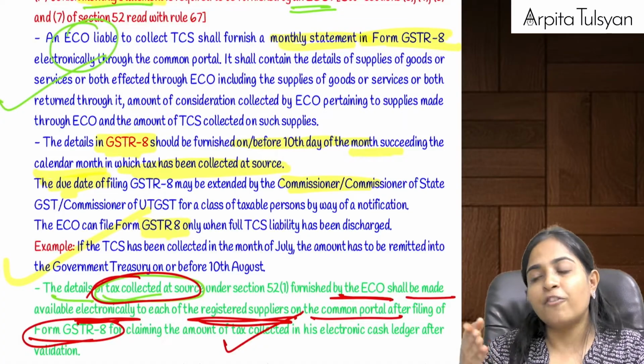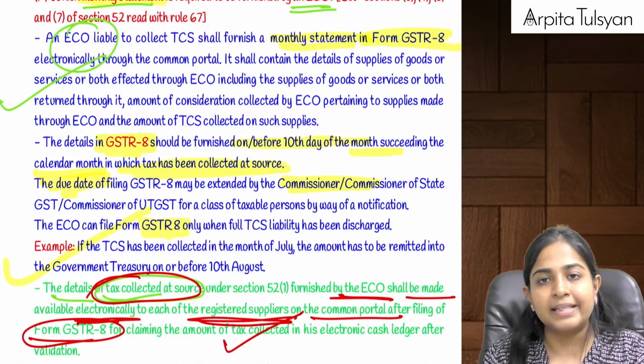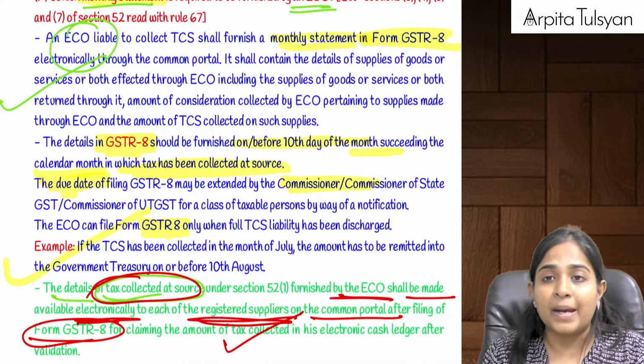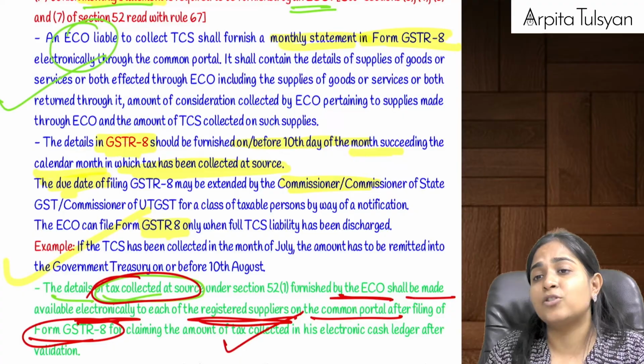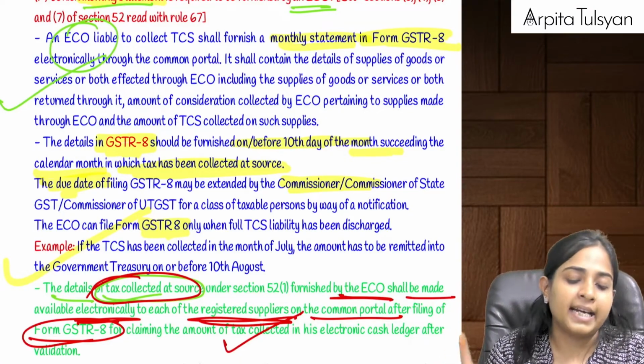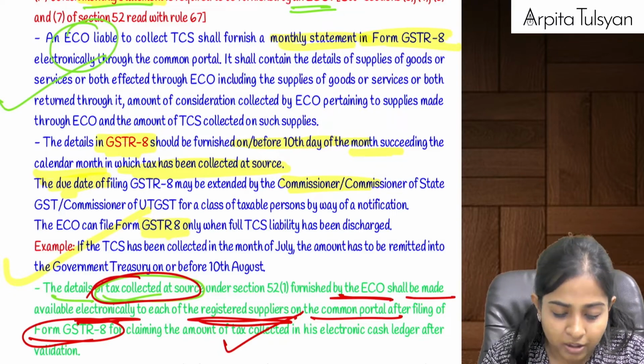So the due date for filing GSTR 8, that is this monthly statement, is also going to be the 10th of the next month only. Which means immediately after making the payment of that TCS to the government, payment of TCS plus filing of this GSTR 8, both should be completed by the 10th of the next month.